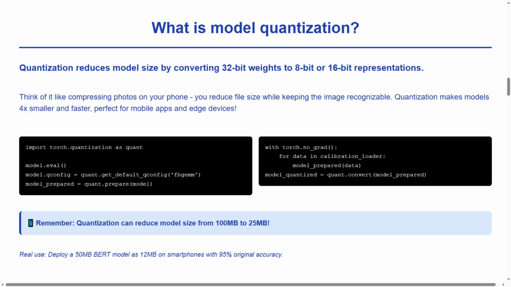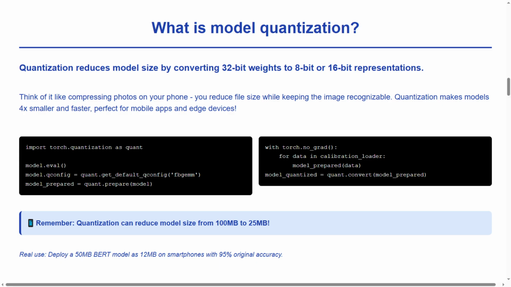Our next question: what is model quantization? Quantization reduces model size by converting 32-bit weights to 8-bit or 16-bit representations. Think of it like compressing photos on your phone. You reduce file size while keeping the image recognizable. Quantization makes models 4x smaller and faster, perfect for mobile apps and edge devices.